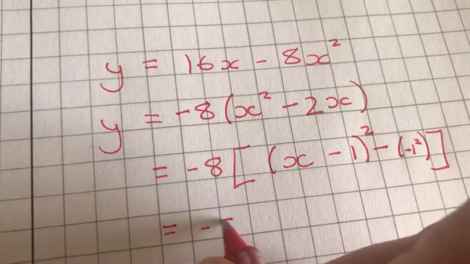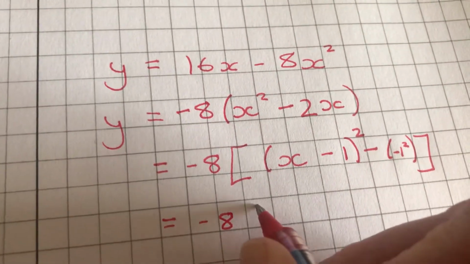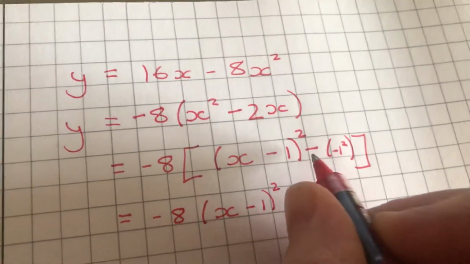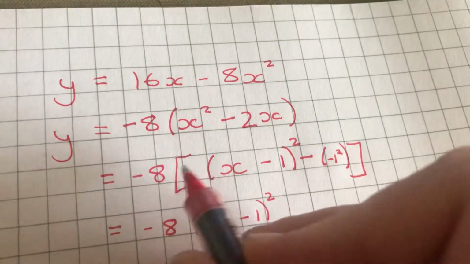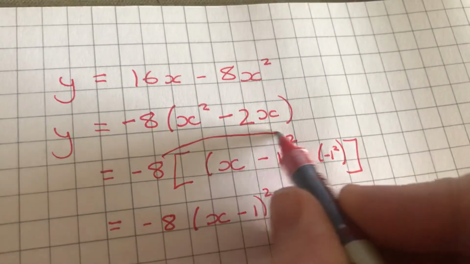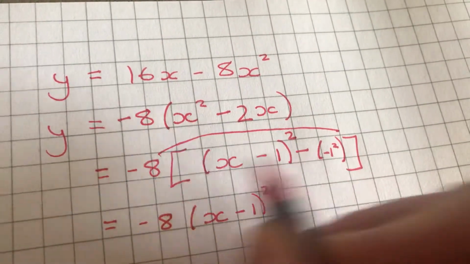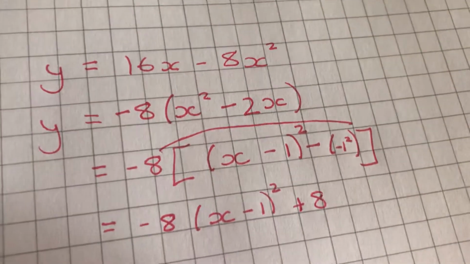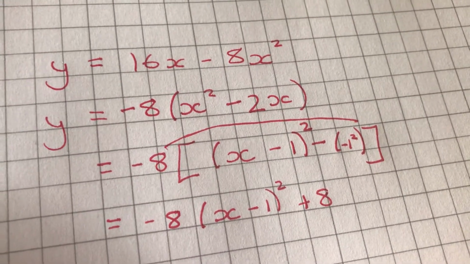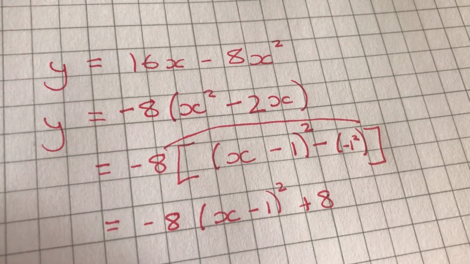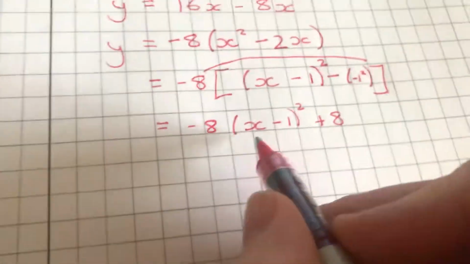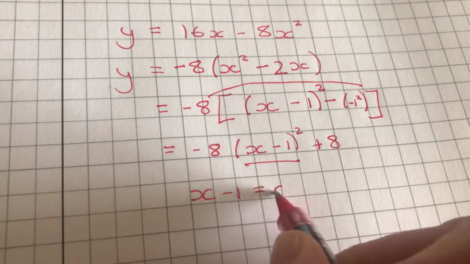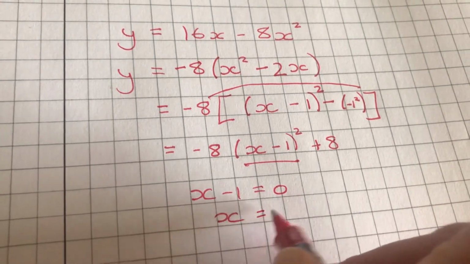So when I complete the square, I get x minus 1 squared, and this becomes minus 1. When I times it by minus 8, minus 1 times minus 8 becomes plus 8. So I've put it in completed square format. What is the turning point of that equation? Well, it'll be when this is equal to 0. So when x minus 1 is equal to 0, that means that x is 1.